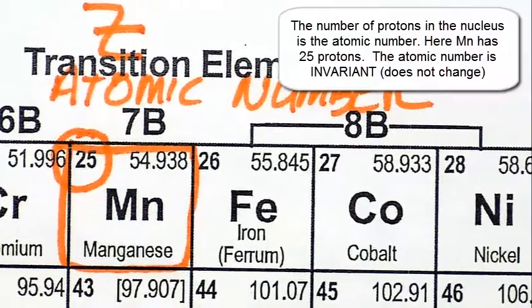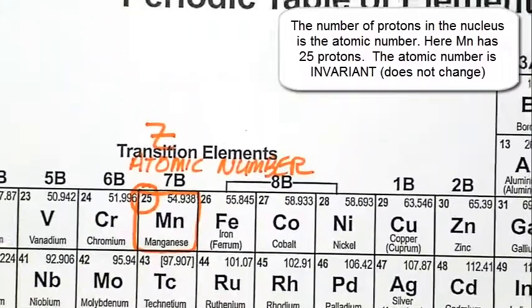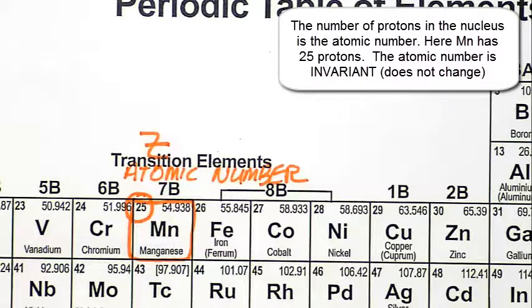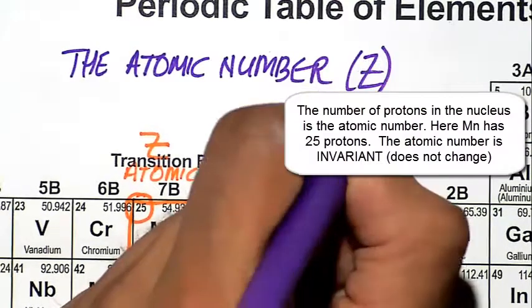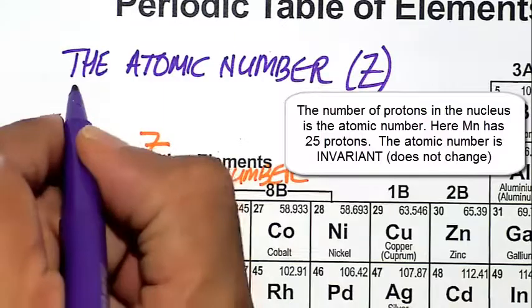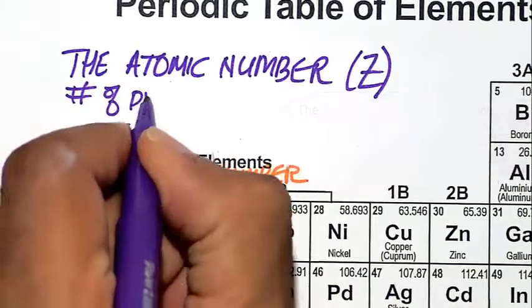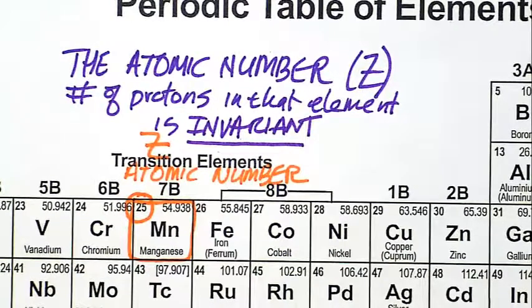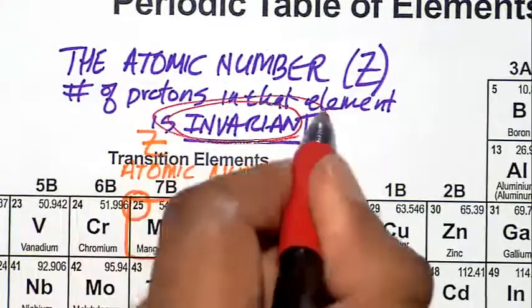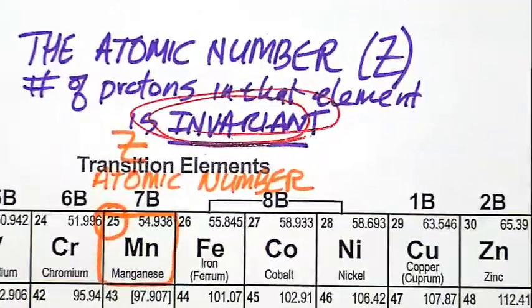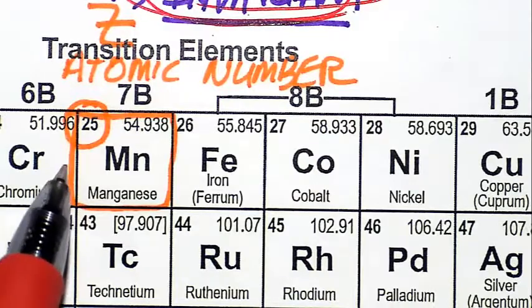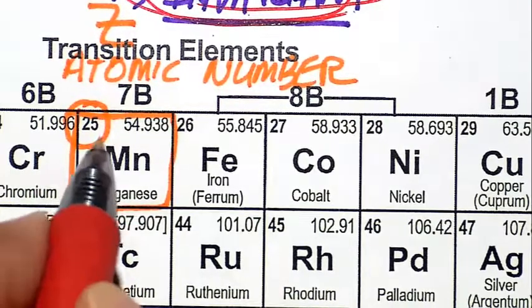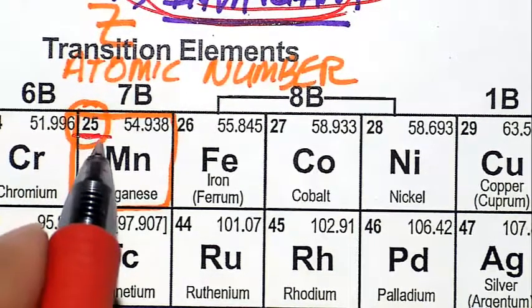And this is invariant. The atomic number really defines that element. The atomic number Z, which is the number of protons in that element, is absolutely invariant. What do I mean by invariant? It does not change. It simply does not change. So 25 is the number of protons in manganese. It's invariant.